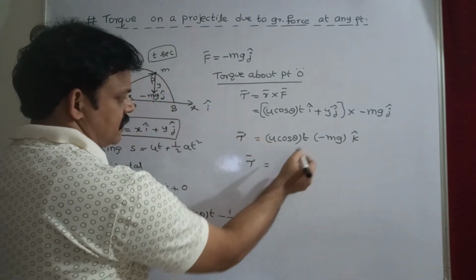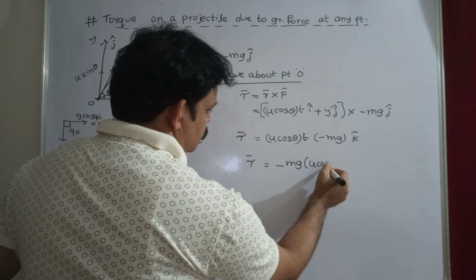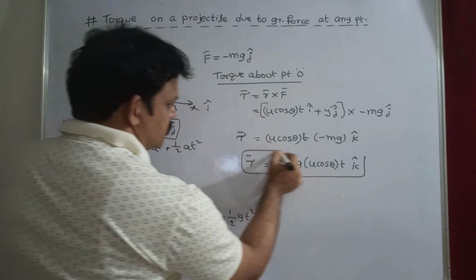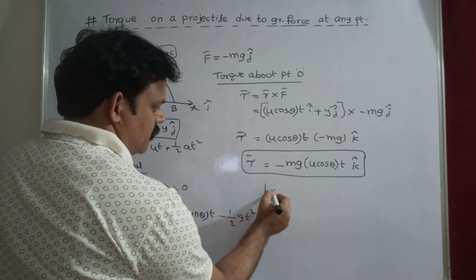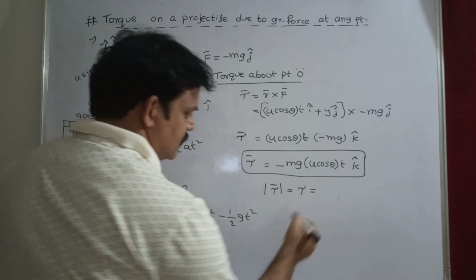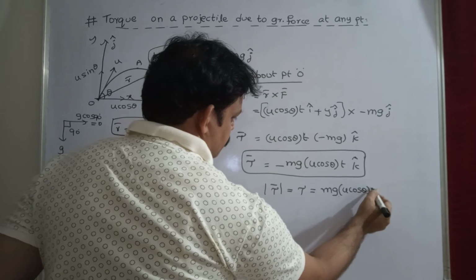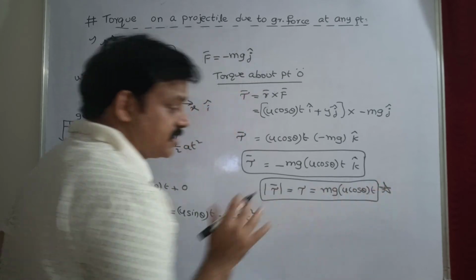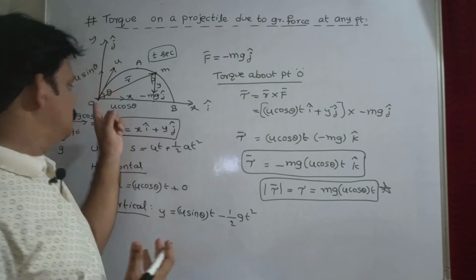So tau bar, I can write, is minus mg into u cos theta into t k cap. Minus k cap means it is along the negative z direction. If I want to find only the magnitude, I can write modulus of tau bar, that is simply tau, so no need to take the direction. I can write like this: mg into u cos theta into t. This is the general expression for the torque due to gravitational force acting on a projectile about the point of projection.